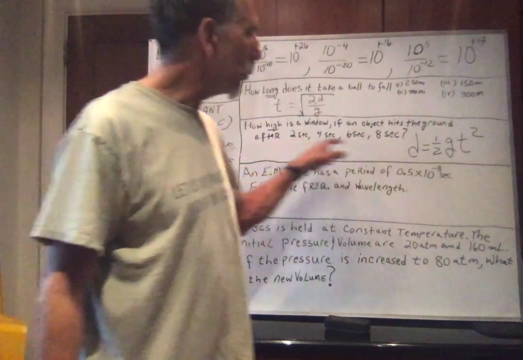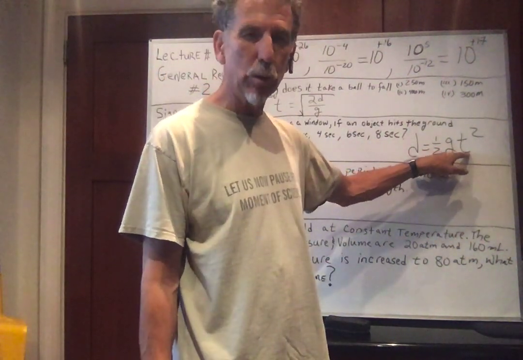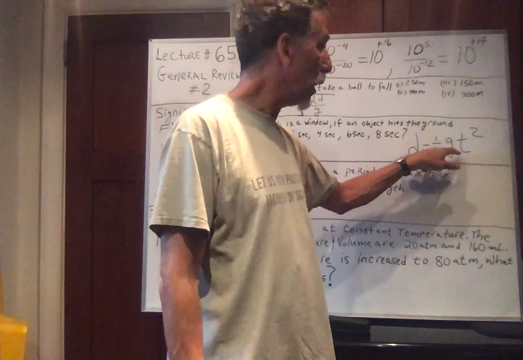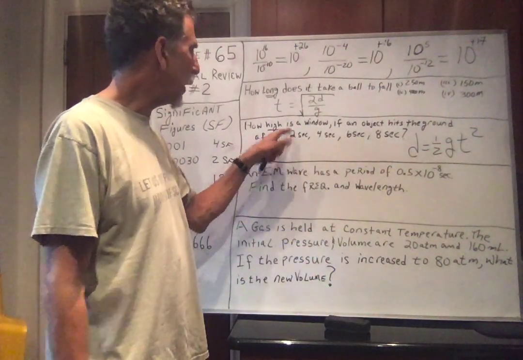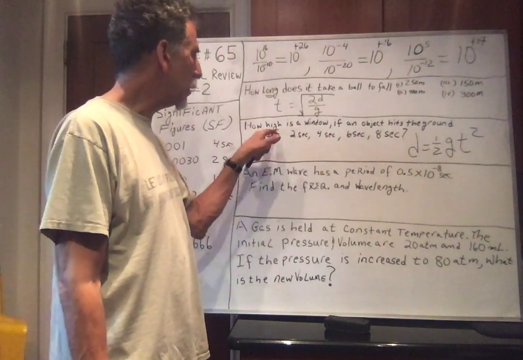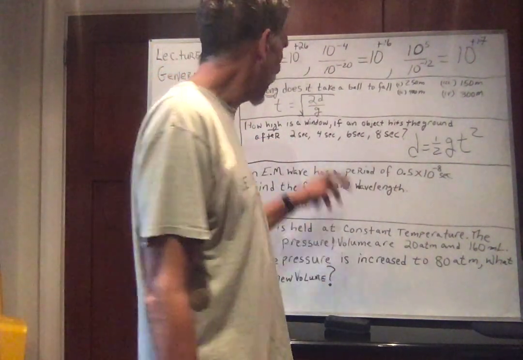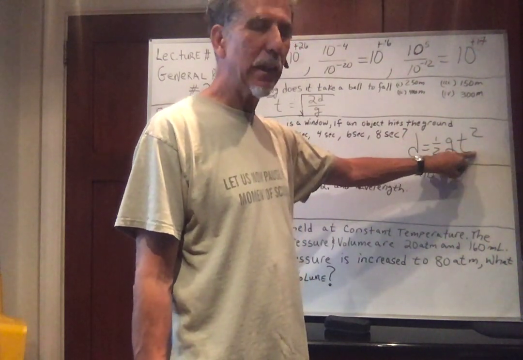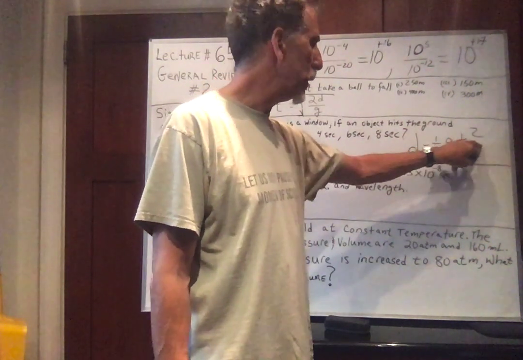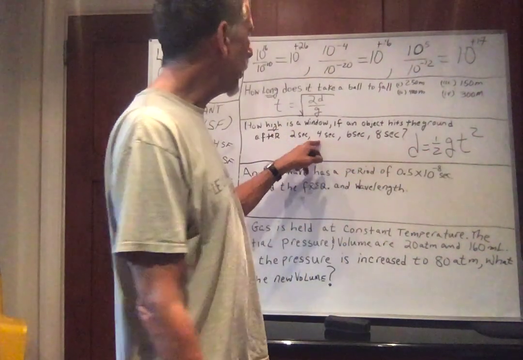All right, 2. So T is 2. What's 2 squared? 2 squared is 4. Good. Times 10 is 40. Divided by 2, 20. So after 2 seconds, the window, if it falls 2 seconds, the window's about 20 meters high. 4 seconds. So we take T as 4. 4 times 4 is 16. Times 10, 160. Divided by 2, 80 meters.